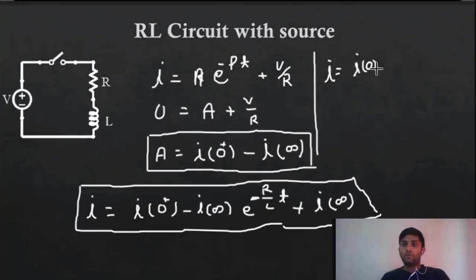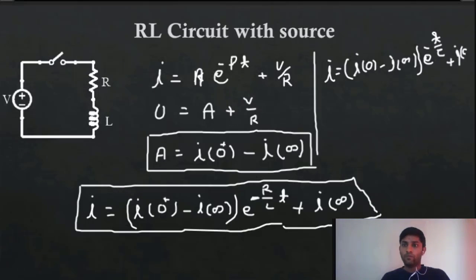I0 minus I infinity, in brackets, times e raised to minus t by tau, plus I infinity, where this tau is nothing but L by R, which is also known as the time constant. This tau is the time constant, and it is given by L by R.